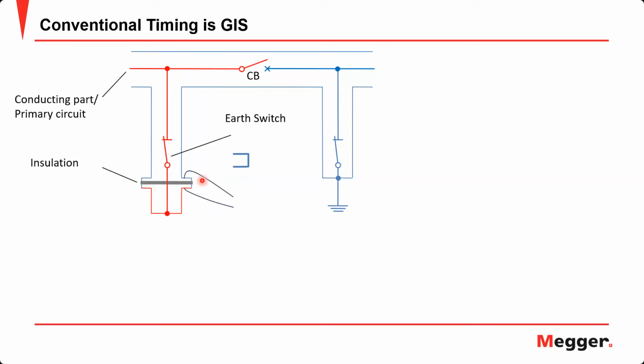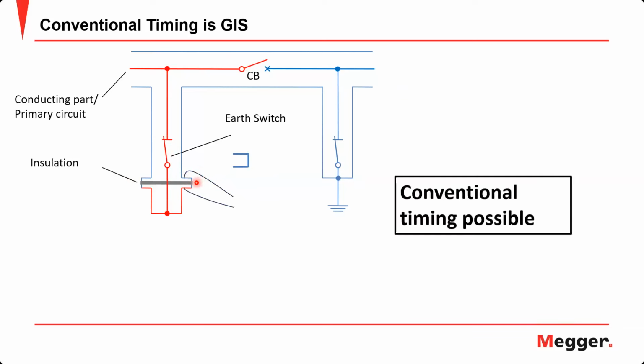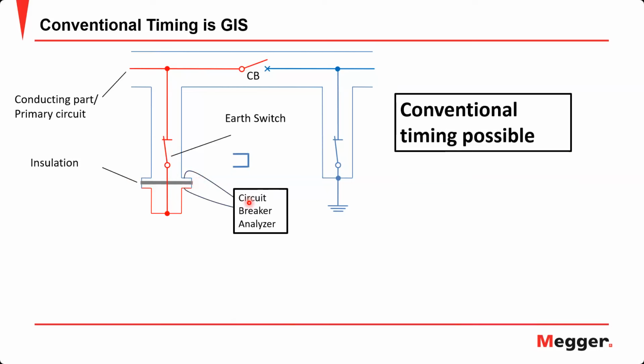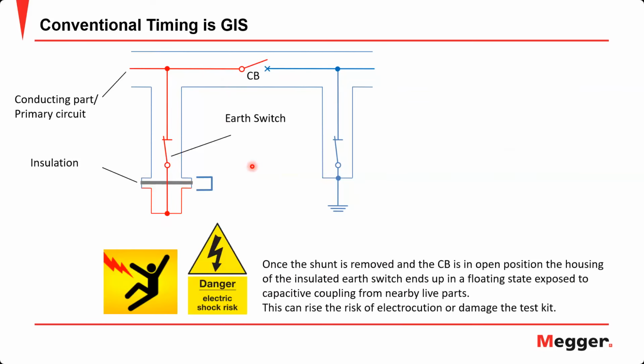So we remove the link and we connect two leads where this link was and connect our circuit breaker analyzer. So this lead will be connected through the body to this part of the circuit breaker, the right side, and this lead will be connected to the left side of the circuit breaker. So now we can do the timing test the usual method. But again, this raises a safety issue, might damage your equipment. And when you are removing this earth link or shunt, you might get arcing and you might get severe burns.